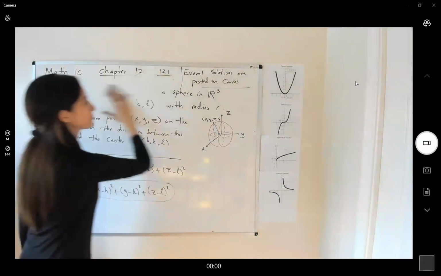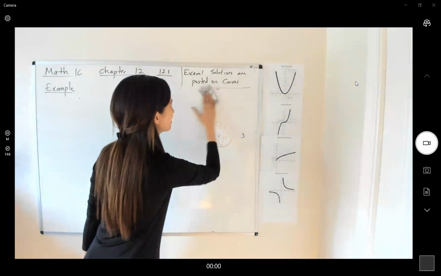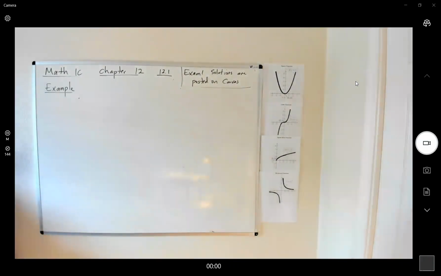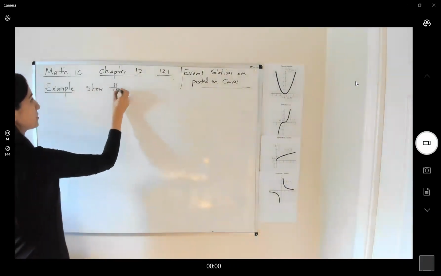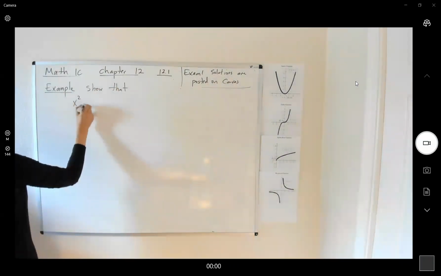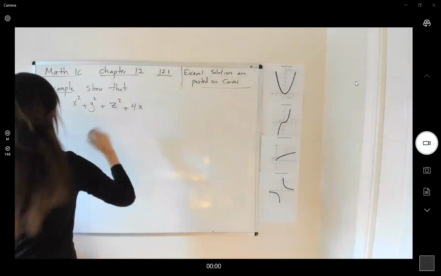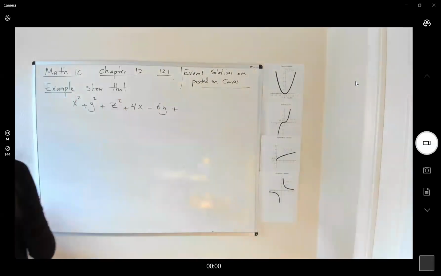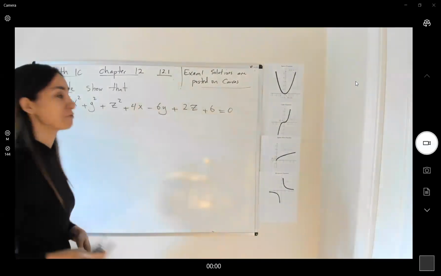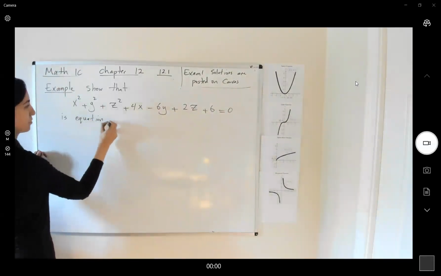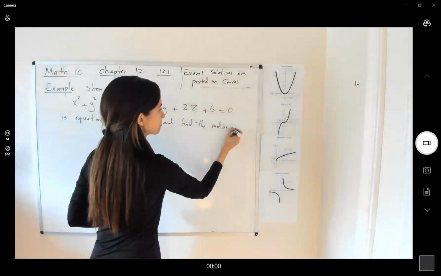Okay, example. The question says, show that this equation, x squared plus y squared plus z squared plus 4x minus 6y plus 2z plus 6 equals 0, is the equation of a sphere, and find the radius and the center.